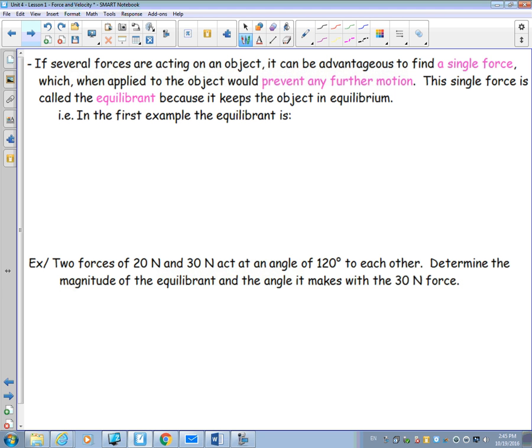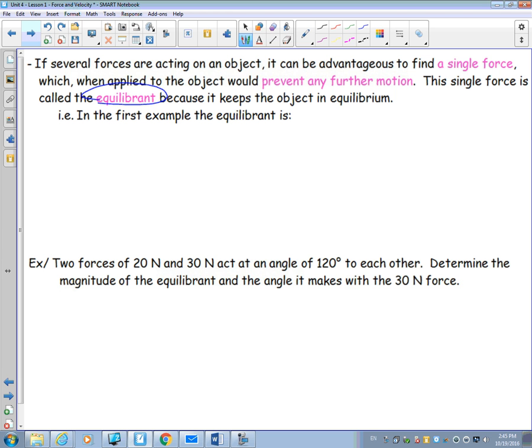Sometimes we want to know the force that could act against that resultant. What if I want to prevent Chloe and Buffy from being able to push that crate somewhere? What would I have to do as a single person to counteract that? That single force that counteracts other forces is called the equilibriant. It keeps the object in equilibrium.